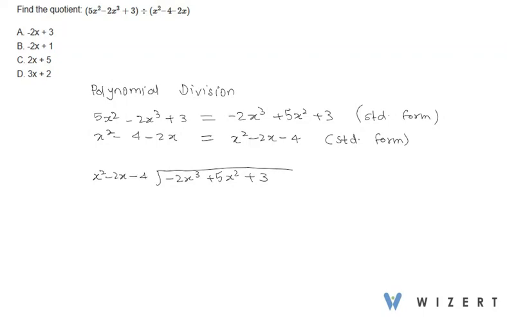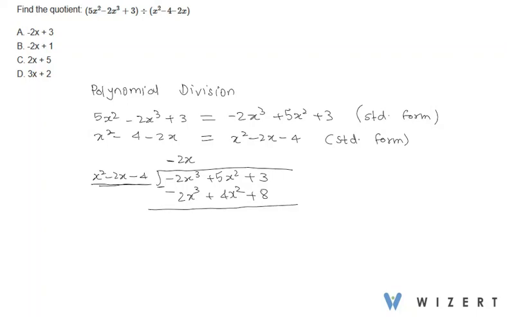Now we'll try to eliminate the first term. In order to eliminate this, we'll have to multiply this polynomial with minus 2x. So minus 2x into x square will be minus 2x cube. Minus 2x into minus 2x is plus 4x square. Minus 2x into minus 4 is plus 8.